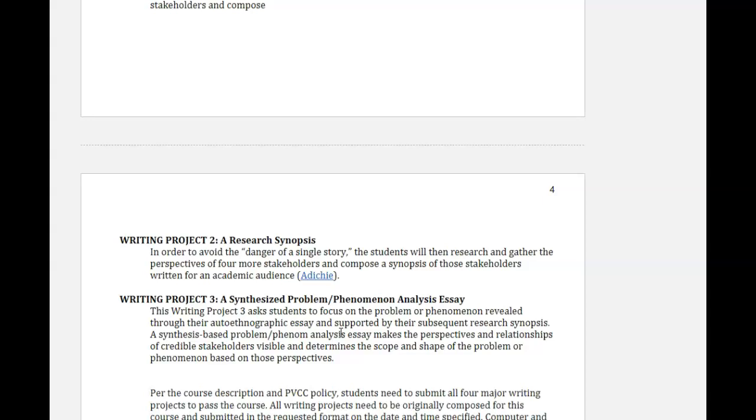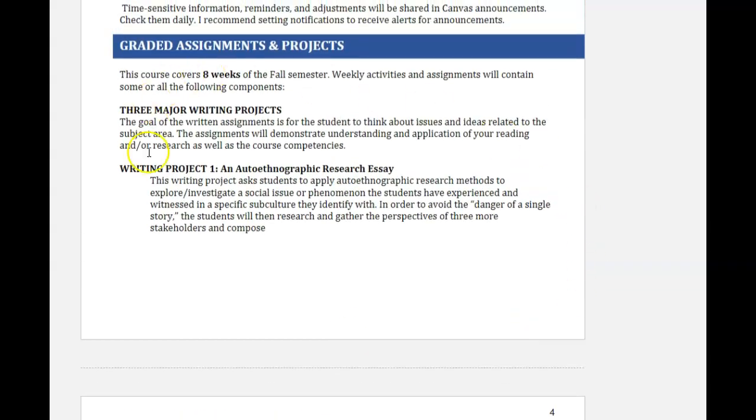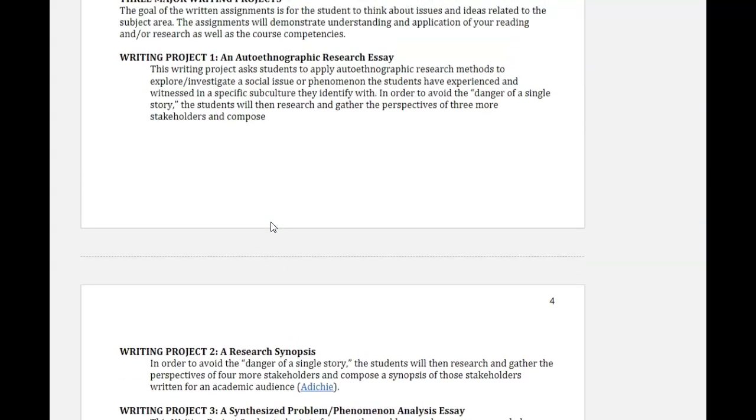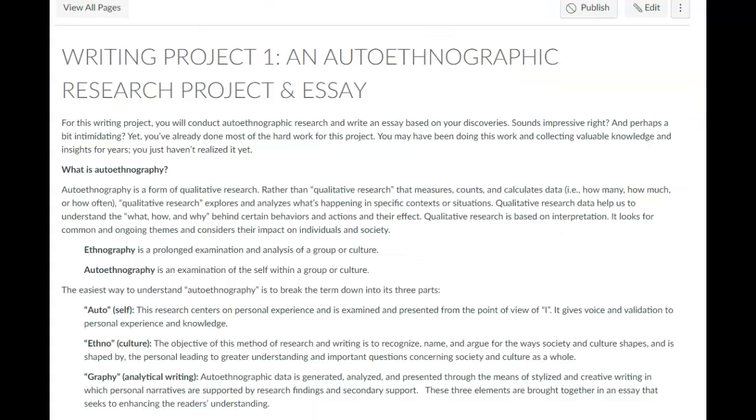We're going to analyze something that's happening in this first autoethnographic research that we do. Okay, so all three of the major writing projects are intrinsically tied together. Okay, they're all going to be focusing on the same issue. So let's look at this first autoethnographic research essay.